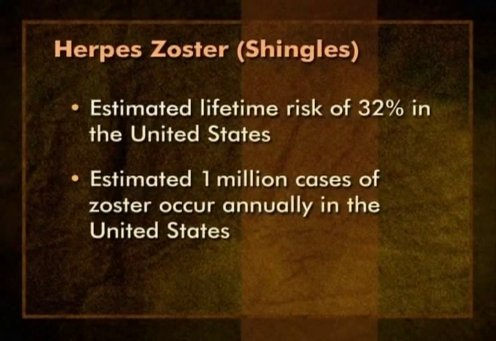Zoster is a common illness with an estimated lifetime risk of 32% in the United States. 50% of persons living until 85 years of age will ultimately develop zoster. An estimated 1 million cases of zoster occur annually in the U.S.